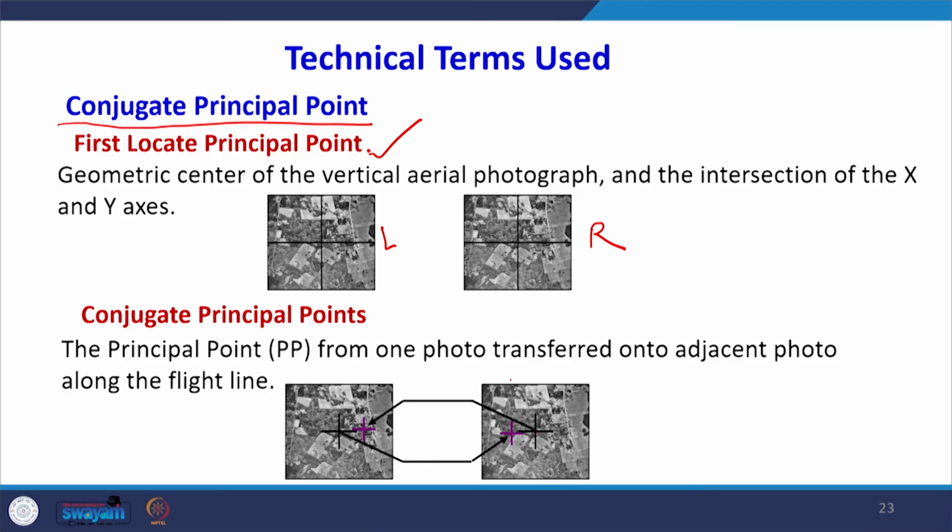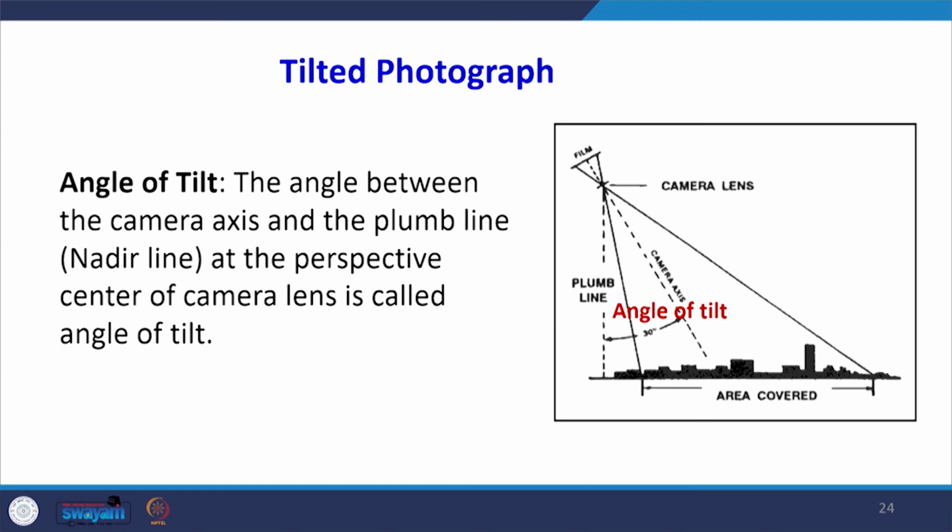So, we can see that particular point on the next photograph. The principal point of the next photo we can see on the previous photograph. So, this particular point is seen on this photo and this principal point is seen on the next photo, and if we transfer these points, then those points are known as conjugate principal points. And now if I join the principal point and conjugate principal point together, it indicates the direction of the flight line or the x-axis. Angle of tilt.